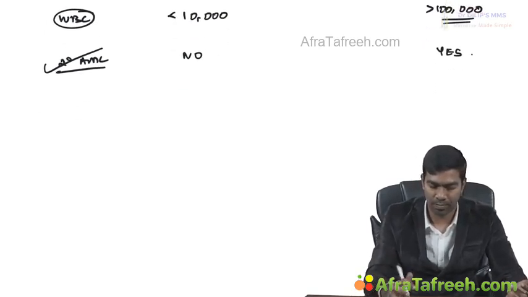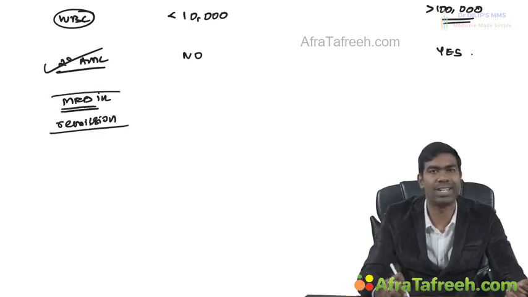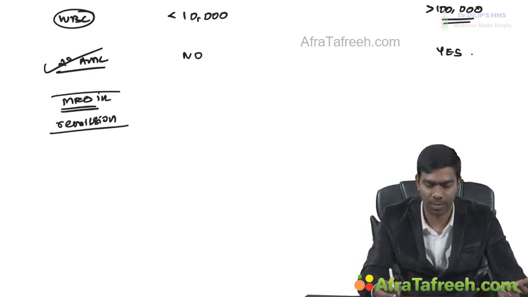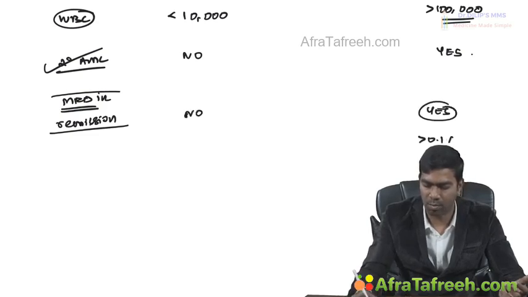And minimal residual disease in remission. During remission, whether there is any minimal residual disease, MRD, that can be assessed by flow cytometry actually. So no, yes. What do you mean by yes? At least there is more than 0.1% cancer cells still circulating in the blood.